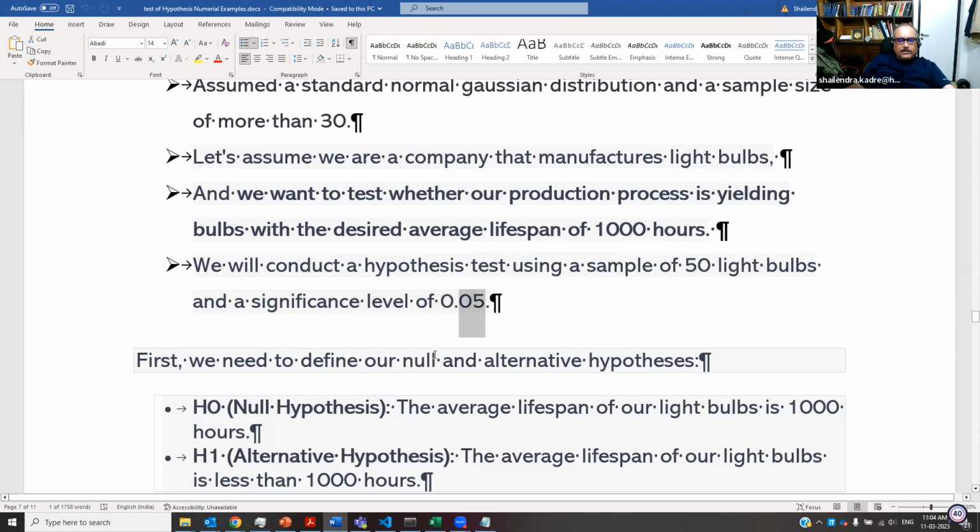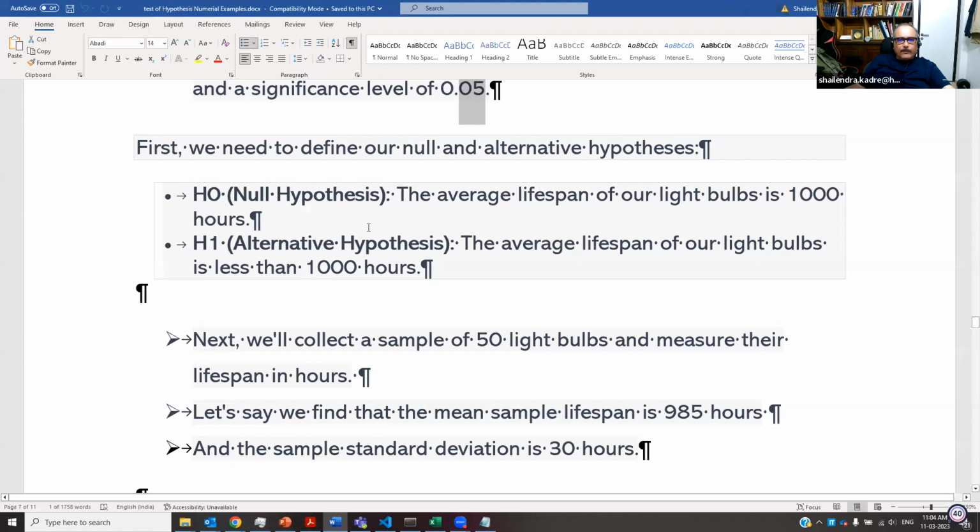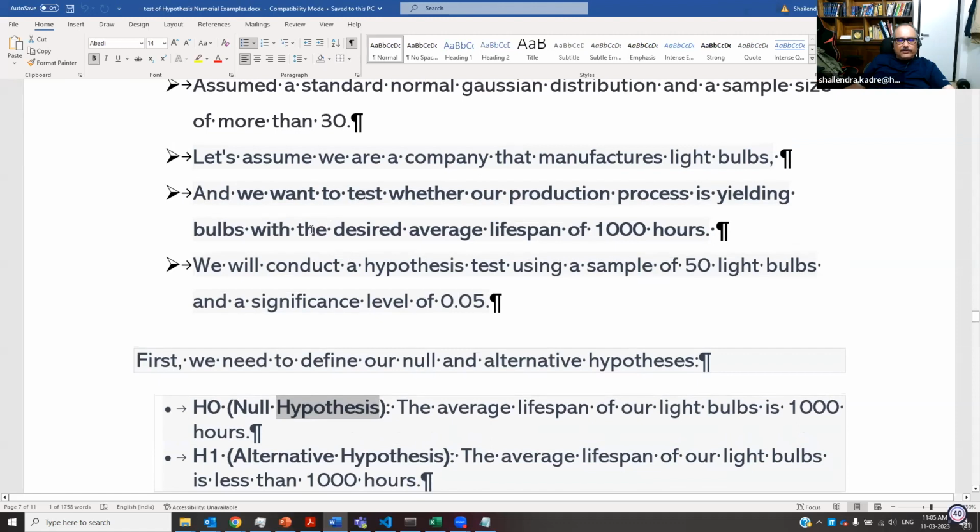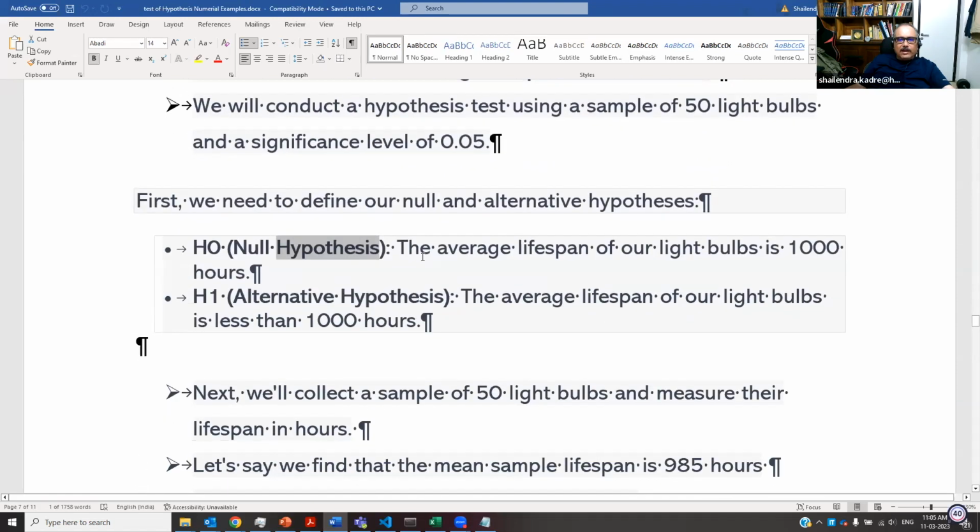As usual, we first define our null hypothesis and alternate hypothesis. The null hypothesis will be that the average lifespan of our bulb is 1,000 hours. Whatever is given, we want to test that our lifespan is 1,000 hours. The null hypothesis is generally an assumption. So we are assuming that the average lifespan of our light bulb is 1,000 hours. That is the null hypothesis. The alternate hypothesis will be the reverse.